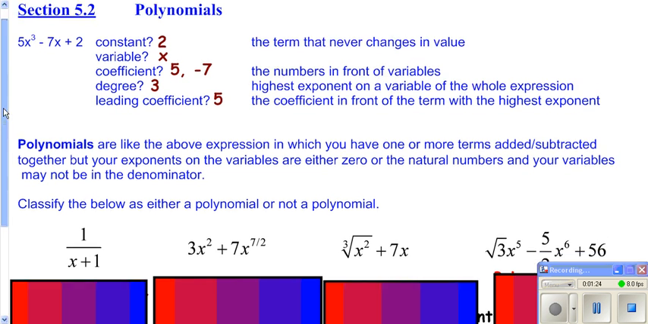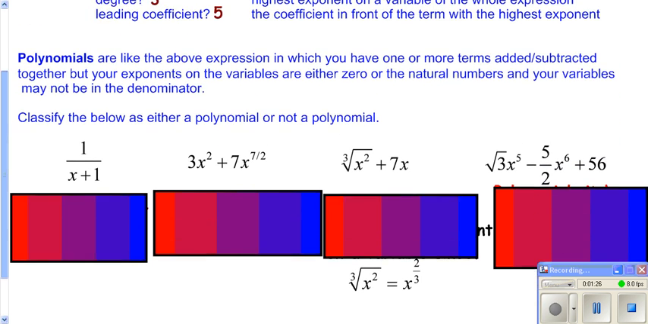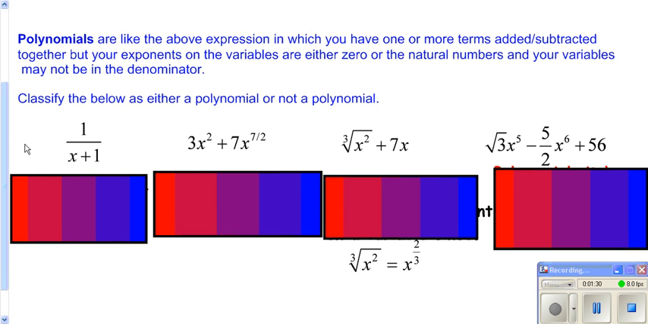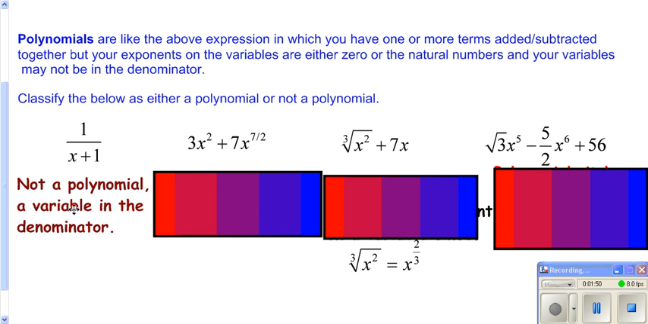A polynomial is several terms added and subtracted together. Your exponents on your variables have to be positive whole numbers, so no fractions, no decimals, no negatives, and you cannot have variables in the denominator. Well, this one here, is it a polynomial? Yes or no. In this case, we're going to say no, and then you should also write the reason down, because we have a variable on the bottom.